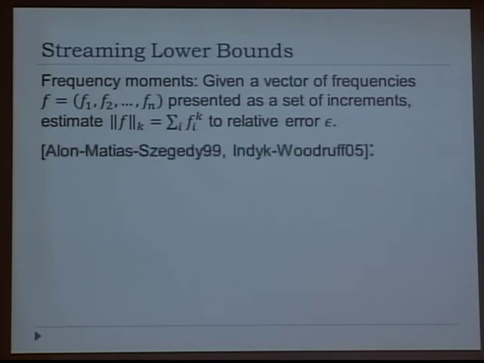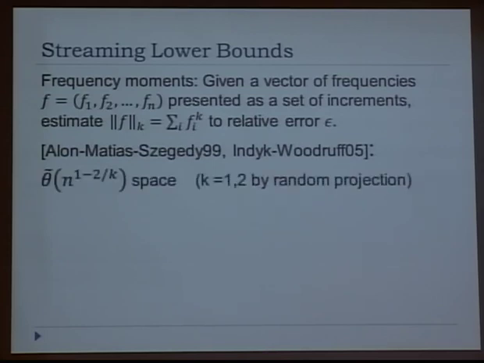Now, a foundational result of Alon, Matias, and Szegedy showed that for k less than or equal to 2, you can use a small space random projection, a limited independence random projection, to compute this to arbitrary accuracy. Now, this was tightened by Indyk and Woodruff, and there were some papers in between. So now we know that the bound for space in the streaming model is n to the 1 minus 2 over k, and up to log factors, this is both the upper bound and the lower bound. So for k equal to 3, say, you get a polynomial lower bound on the space. So you need n to the 1/3 space to be able to, say, get a factor 2 approximation to the third norm.